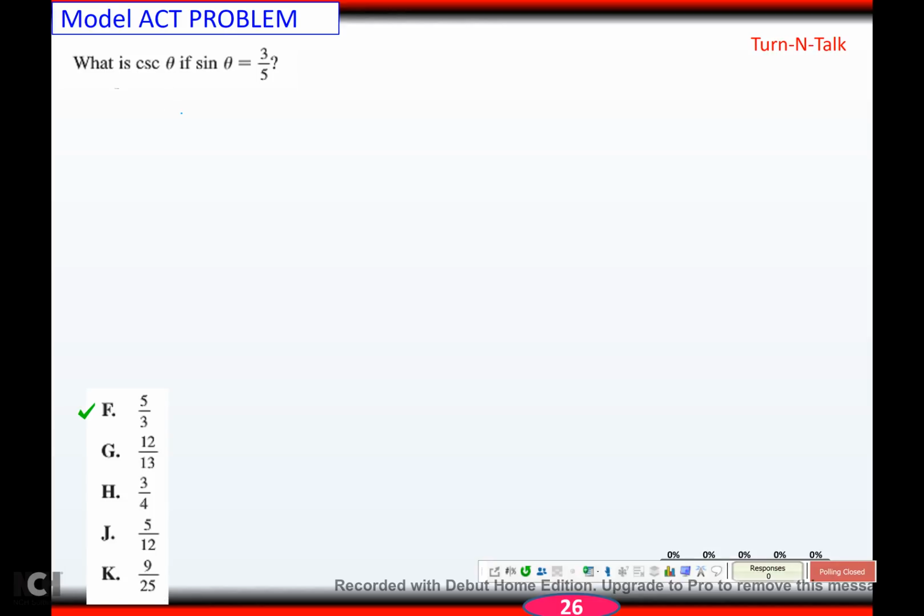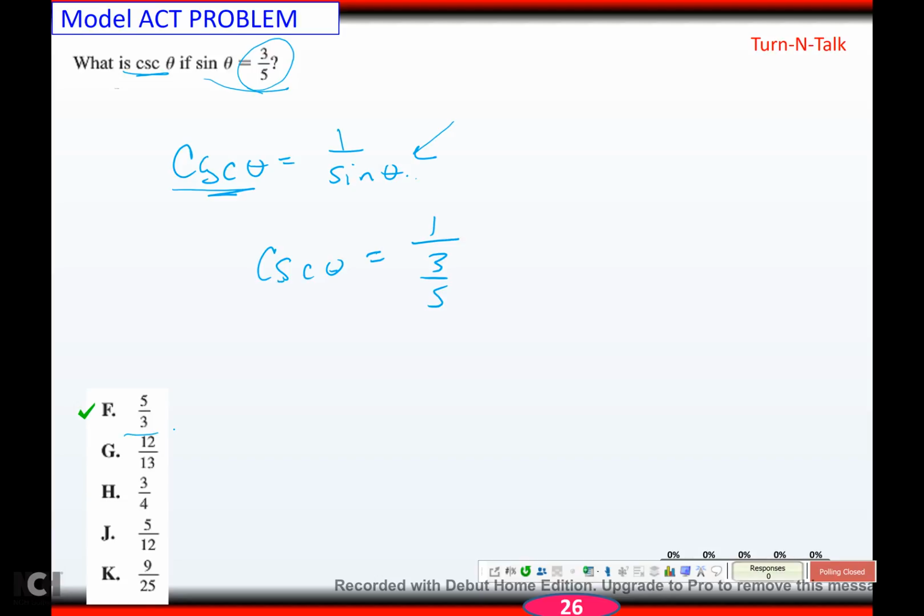All right, what is cosecant theta if sine theta is 3/5? Well, cosecant theta is reciprocal to sine theta. So cosecant equals 1 over sine theta. So to get this, I use this formula and hope they gave me sine theta. Oh, look, they did. So my cosecant theta is going to be 1 over 3/5. So how do I solve this? Well, keep, change, flip: keep the 1, change the times, flip the fraction, I get 5/3.